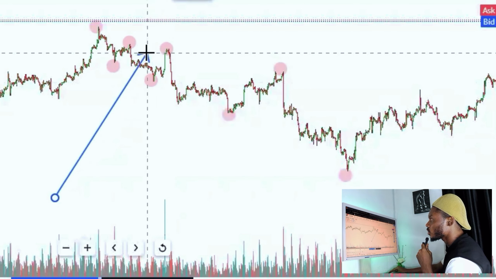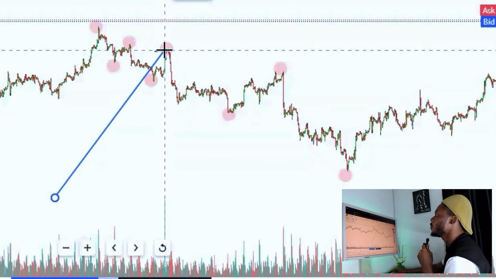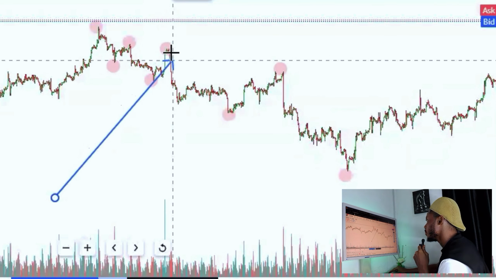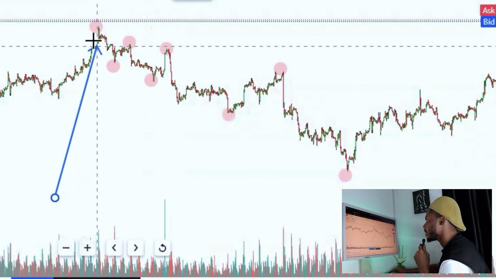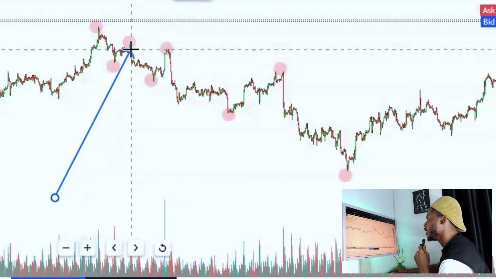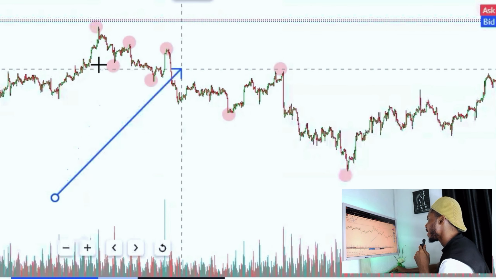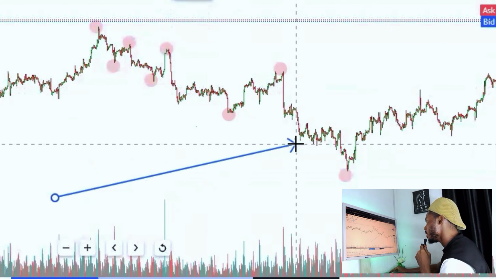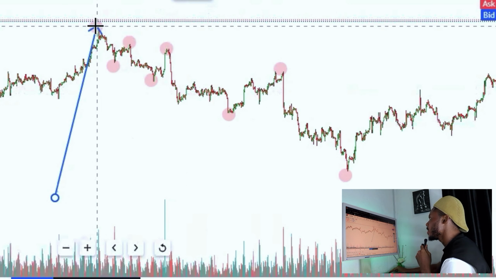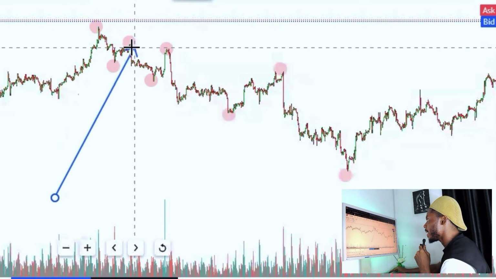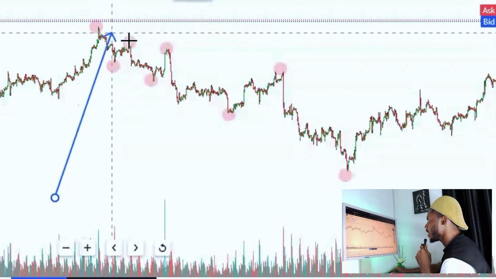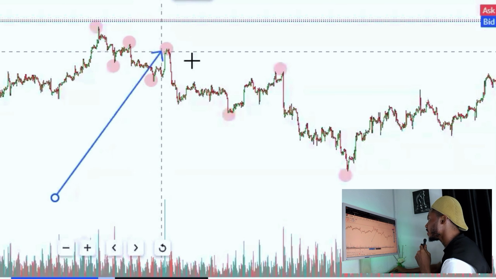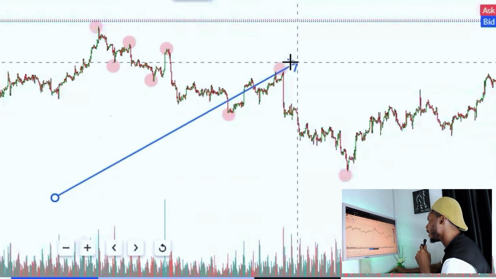So it's a constant battle between the buyer and the seller. You want to be where the buyers are, and you want to be where the sellers are. That way you'll be able to make money with the trend in the market. So here is the high, and here would be a lower high, because all these here are highs and these are lows. This high here is lower than this high over here, so this will be a lower high, and this will be another lower high, because this high here is lower than this, and this will be another lower high, right?